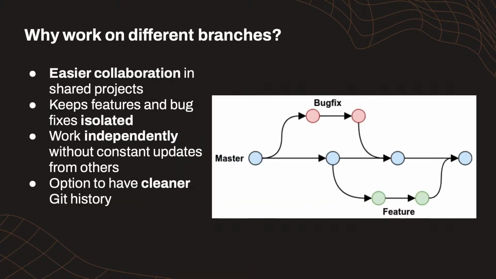You also have the benefit of easy collaboration in shared projects, as well as keeping projects and bug fixes isolated. And you can also work independently without constant updates from others. So you can work on one feature and the other person can work on another feature, and then you can merge later on. You also have the option to have a cleaner Git history. When you're merging pull requests, you can have just one commit for a bunch of commits, which makes it cleaner.